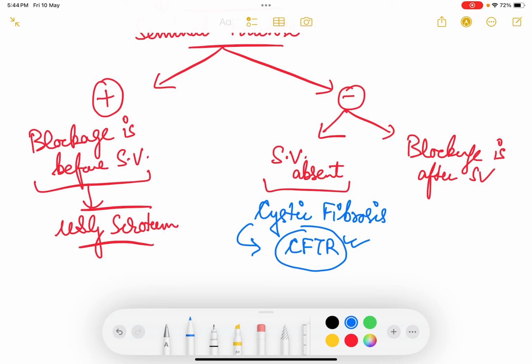And if the blockage is after this level, then get a transrectal ultrasound done. Transrectal ultrasound, because scrotal ultrasound will not help in telling, because now the problem is either at the level of your prostate gland or somewhere in the urethra. So it will be diagnosed on a rectal ultrasound rather than a scrotal ultrasound. So this is how we generally go about it.